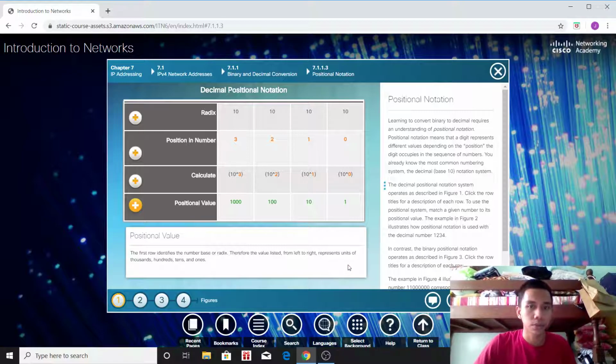Learning to convert binary to decimal requires an understanding of positional notation. Positional notation means that a digit represents a decimal value depending on the position the digit occupies in the sequence of numbers.